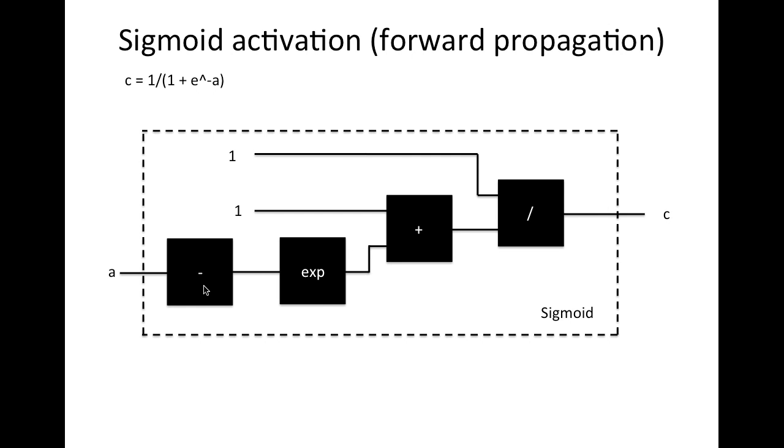There's a negation gate, so that's negative a. There's an exponentiation gate, that's e to the negative a. There's an addition gate, so that's 1 plus e to the negative a. And then there's a division gate, so that's 1 over 1 plus e to the negative a. So 1 over 1 plus e to the negative a is the sigmoid activation function. You can see that we can create very complicated functions from just using this technique.